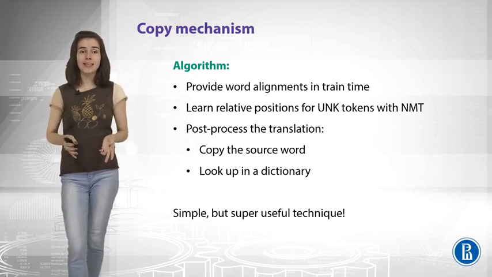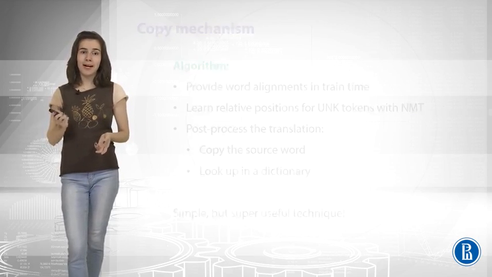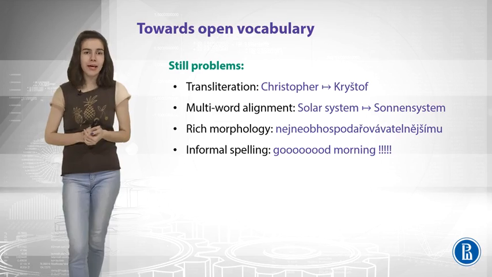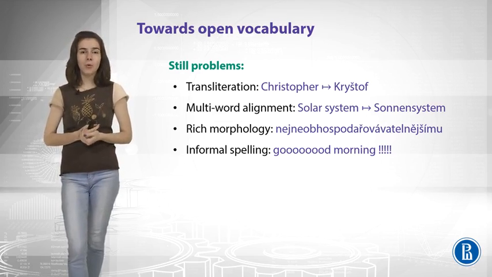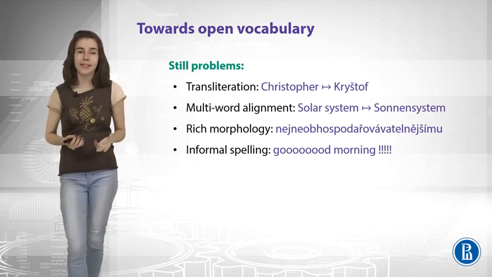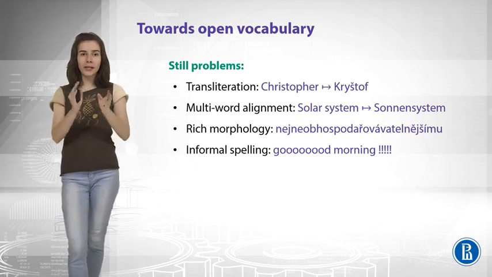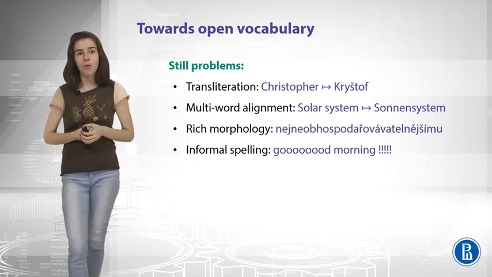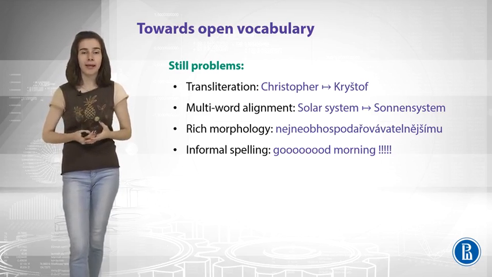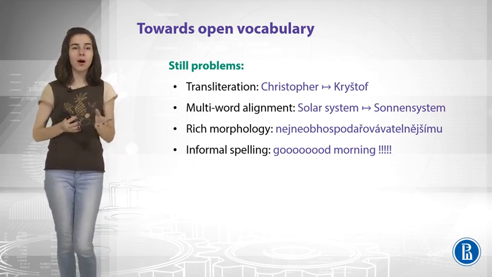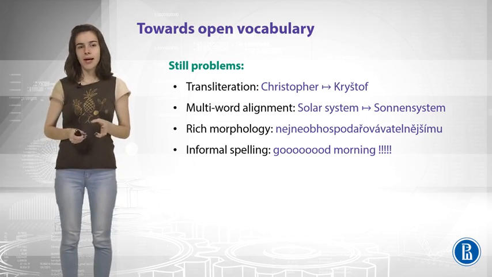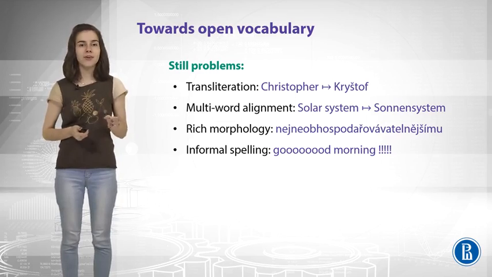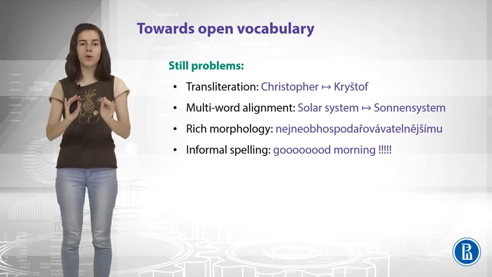Okay, very simple and nice technique. But actually there are still many problems. For example, you can have some multi-word alignments. What if the morphology of the languages is complicated and probably you want to split it somehow into some parts? Or what if you have some informal spelling? All those things are usually out-of-vocabulary words, and these examples show you that sometimes it is very nice to go to sub-word level.